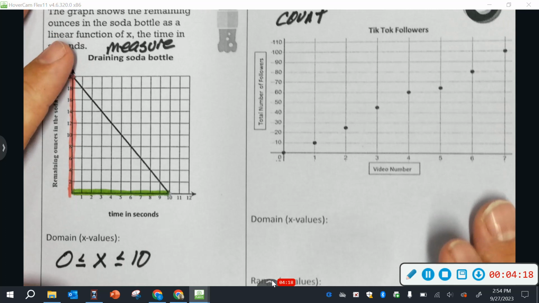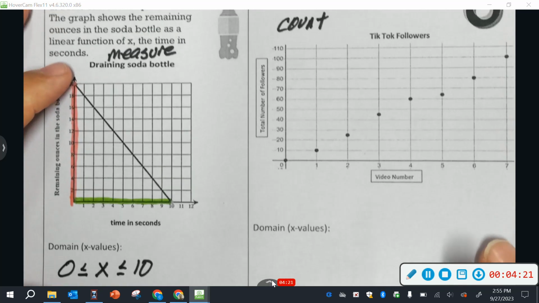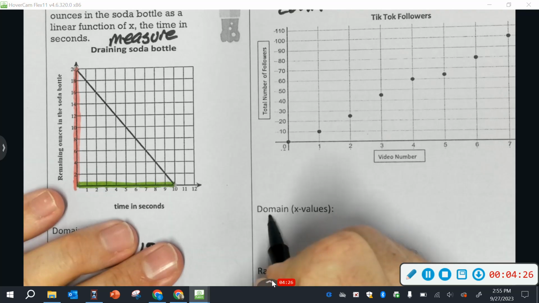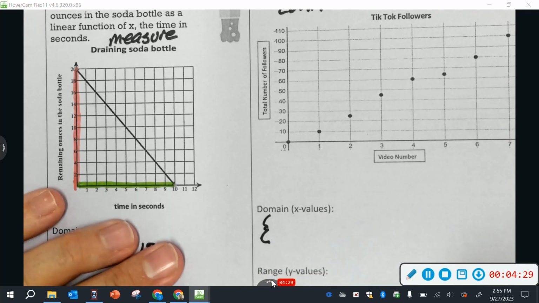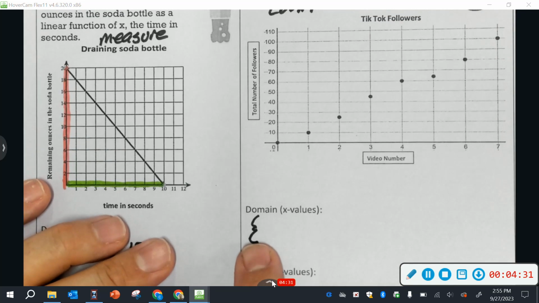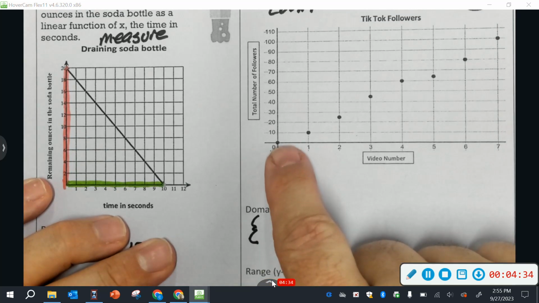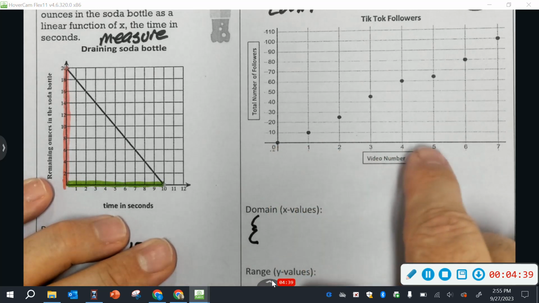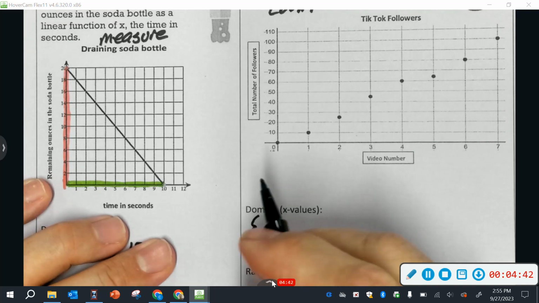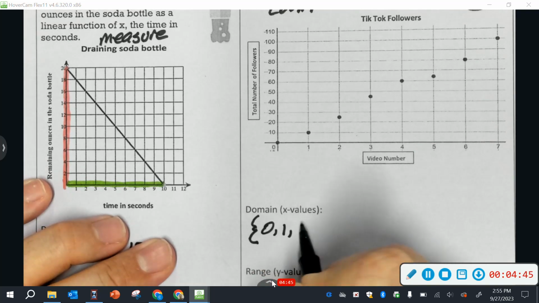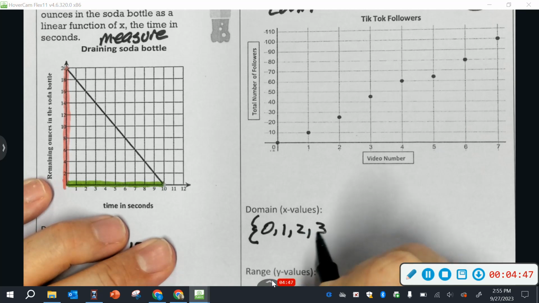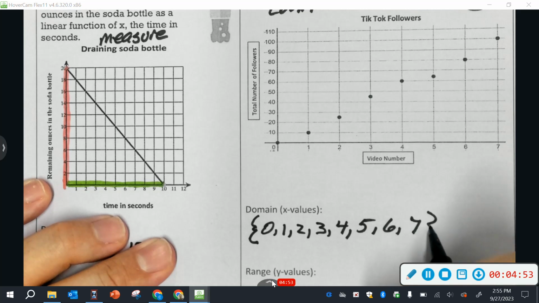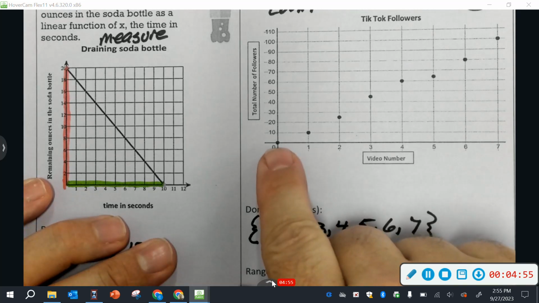All right, so for a discrete situation, we're going to write our domain and range a little differently. All right, so we're going to list them out in set notation, just like this. Okay, so make a squiggly bracket with your pencil, and then our first x value here is going to be 0, and then the next ones are 1, 2, 3, 4, 5, 6, 7. So we're going to write them like this: 0, 1, 2, 3, 4, 5, 6, 7, just like that. The range is going to be the same way.